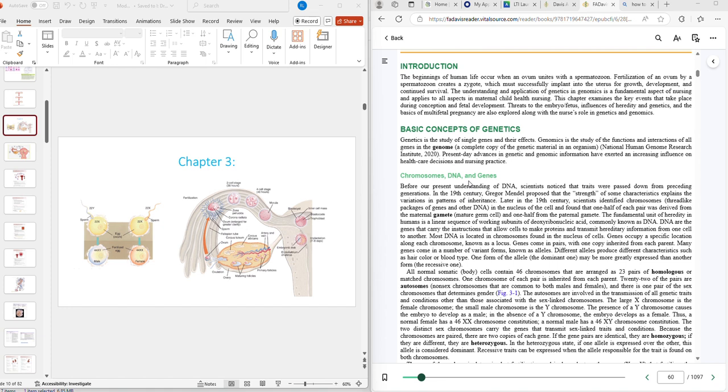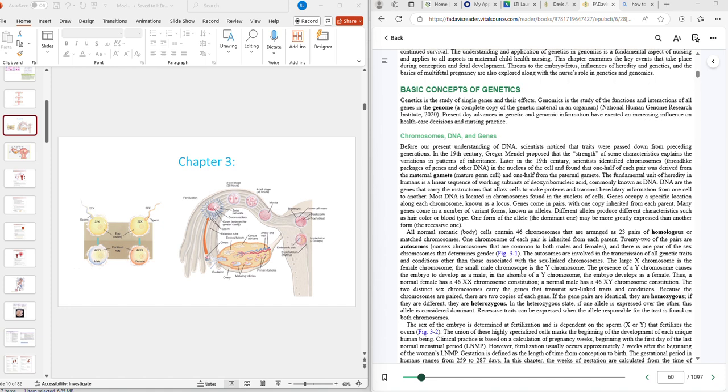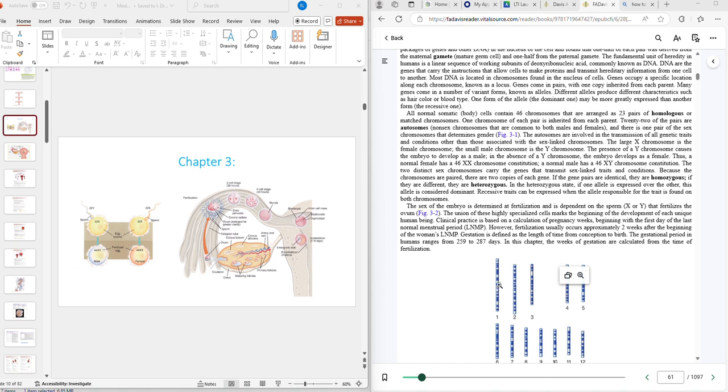So as you remember, our normal female has 46 XX chromosomes and our normal male has 46 XY chromosomes. That determines the sex of the embryo. Our gestational age lasts from 259 to 287 days. And these are just pictures over here of the ones in your book.